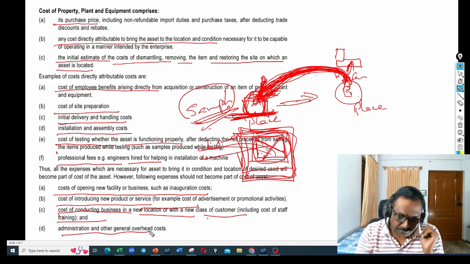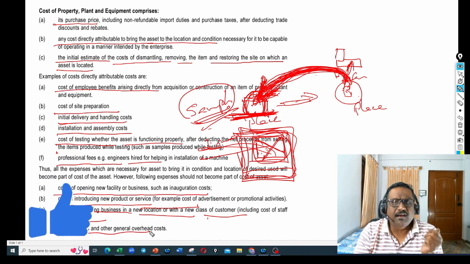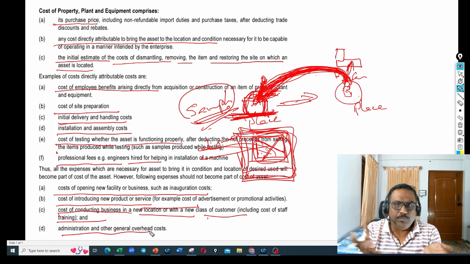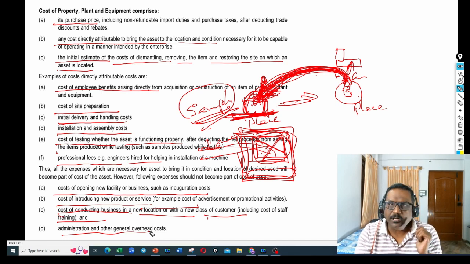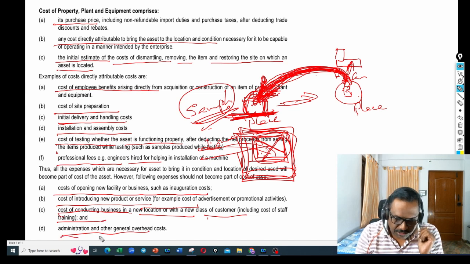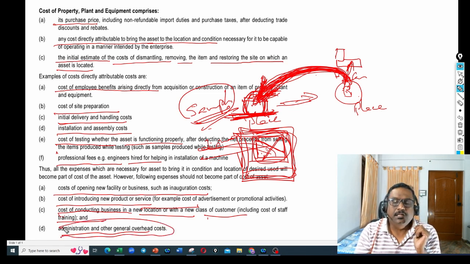Last one, any administrative and other general overheads. Administrative expenses, how do they have any relation to your cost of property? Whether you bring the asset or don't, install the asset or don't, administrative and other general overheads continue to be there. You have to incur those expenses to manage your business. They are not related to this machinery installation. They are not directly attributable to the cost of property. So any administration and other overheads incurred are not supposed to be part of your cost of property.